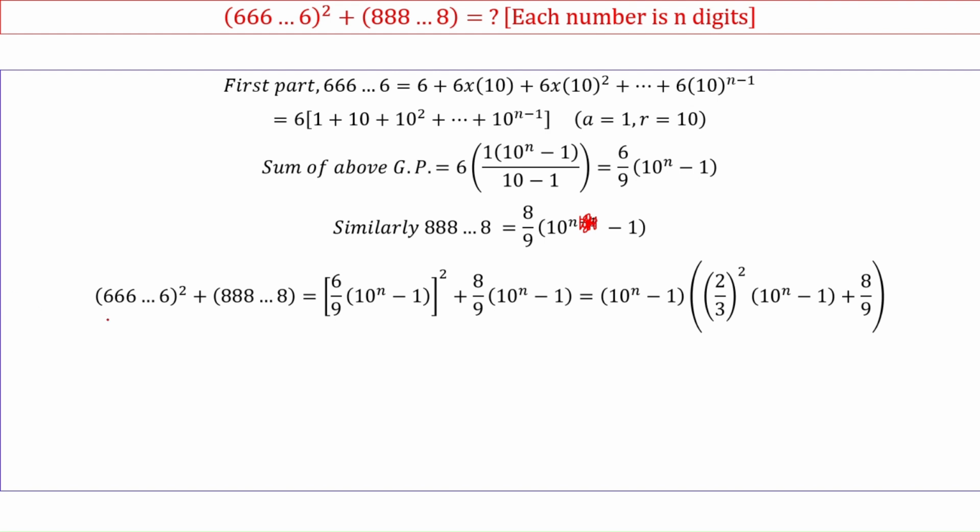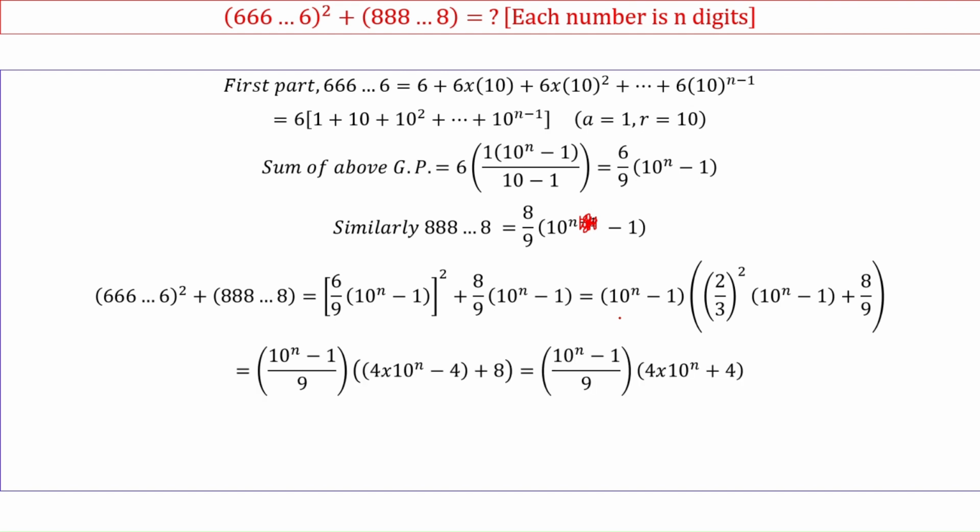Next, the sum of these two is basically equal to 6 by 9 into 10 to the power of n minus 1 whole square plus 8 by 9 into 10 to the power of n minus 1. Okay, if I just simplify basically, what I will get is 4 by 9 into 10 to the power of 2n minus 1. I just derived to this one based on the answers given in the multiple choice. It can be anything, you just need to take it close to the multiple choice answers. Okay, so this is the answer.